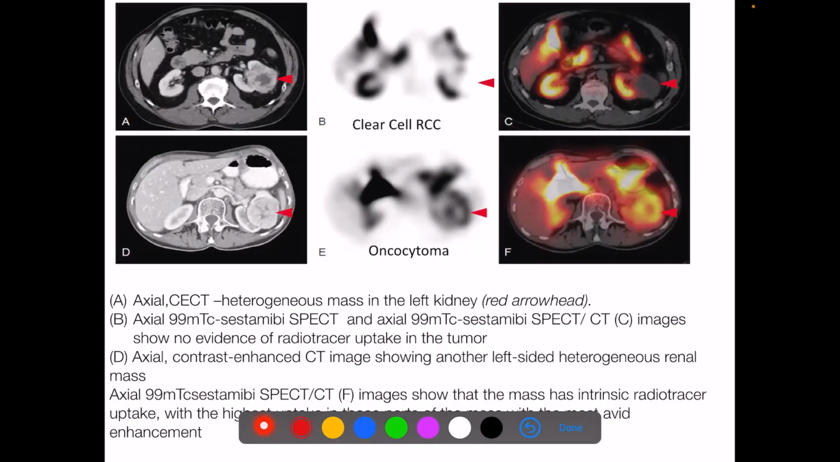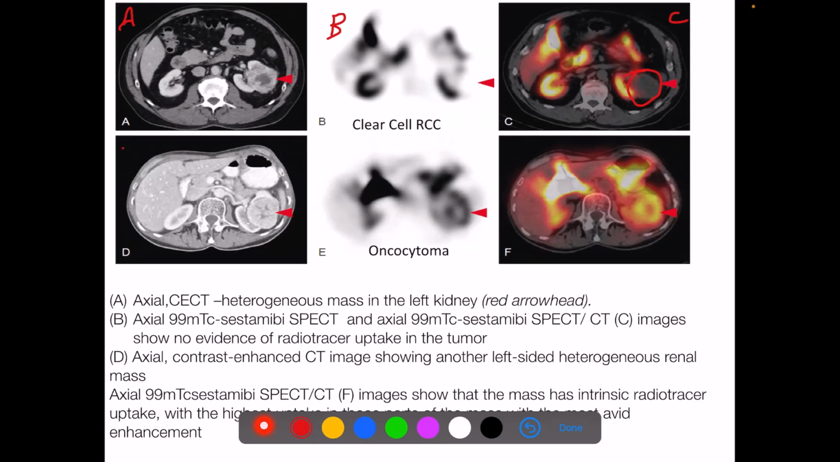And this is a comparison between clear cell RCC and oncocytoma. Figure A is an axial contrast CT showing a heterogeneous mass in the left kidney, and image B is again technetium 99 SPECT imaging, and C is the combined technetium 99 sestamibi SPECT CT images, which shows no evidence of radiotracer uptake in the tumor.